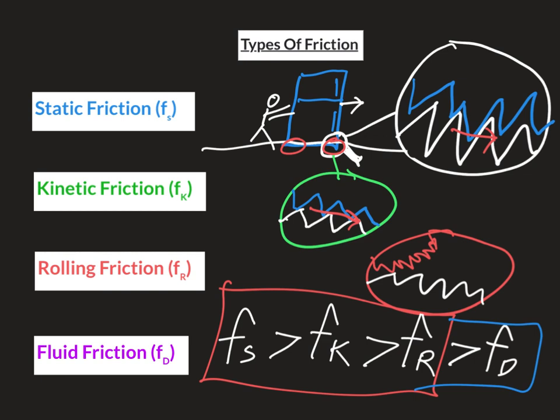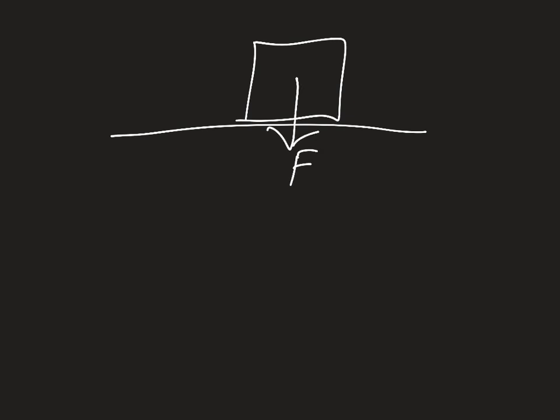Now we need to understand that with friction, for solid surfaces, it's pretty easy to calculate, because anytime you have a solid surface and an object sitting on it, we know that you're going to have gravity pulling down and a normal force, as we learned in the last one, going up.